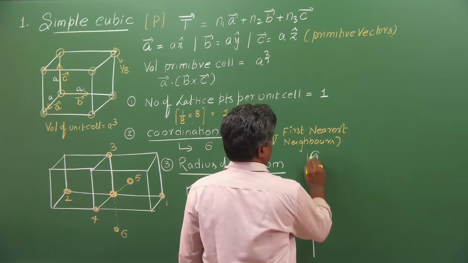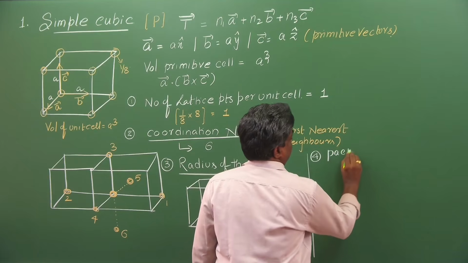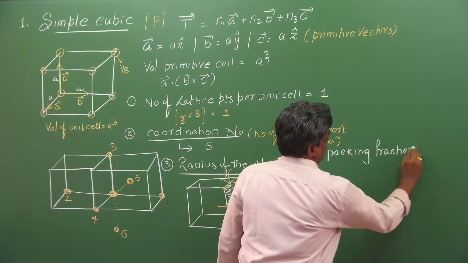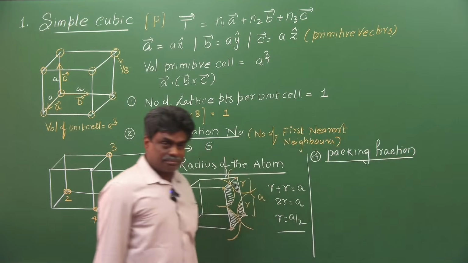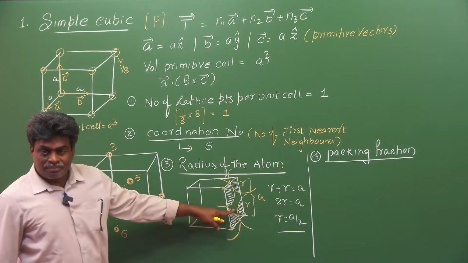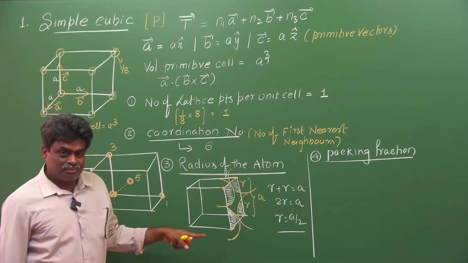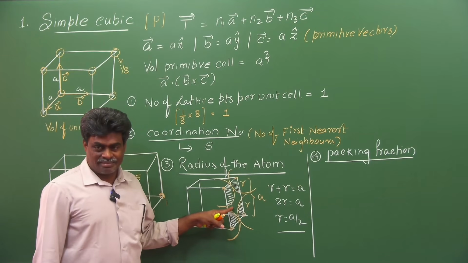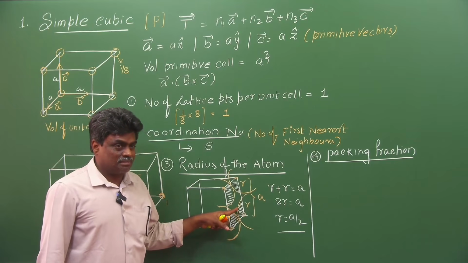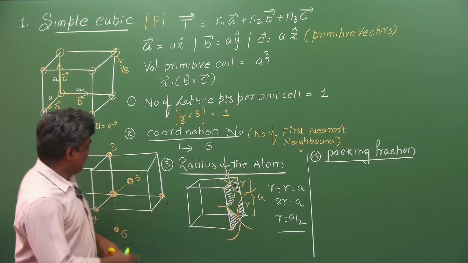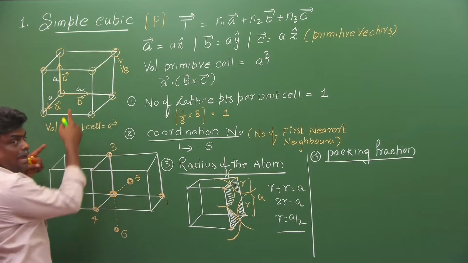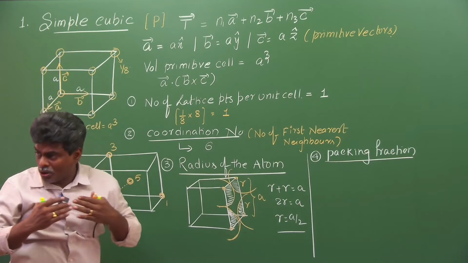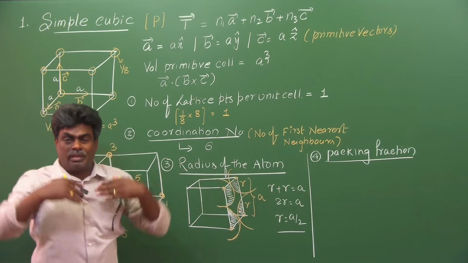Listen. Packing fraction. If you observe carefully, see this one. We are having 4 atoms, but 4 atoms are not completely occupying the side. There is some void space, there is some empty space. Like that, although you are having 8 atoms in that unit cell, all those 8 atoms won't occupy the complete space of the unit cell.